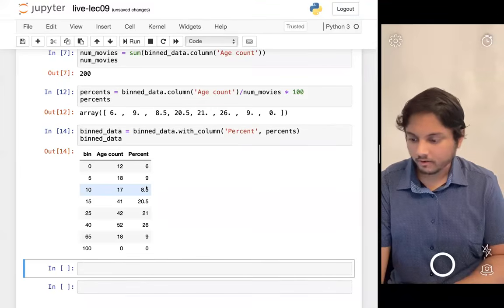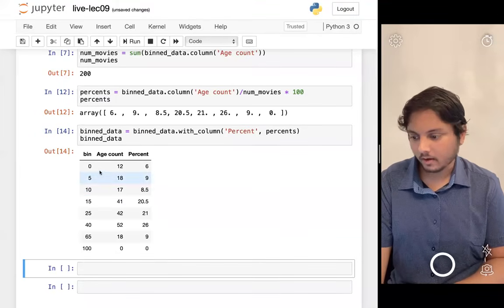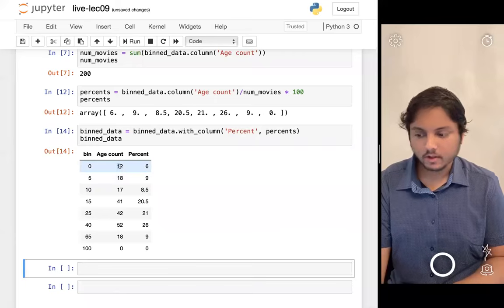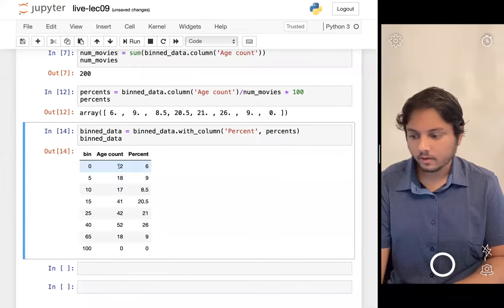And so now if you wanted to interpret this, what this is saying is that 12 of the movies in the data set are 0 to 5 years old. That makes up 6% of all the movies in our data set. 18 of the movies in our data set are 5 to 10 years old. That makes up 9% of the movies, and so on.